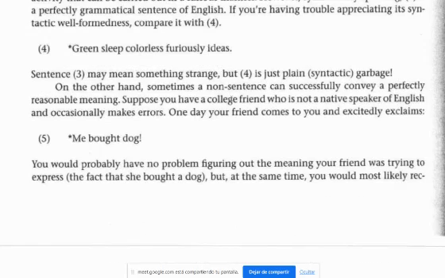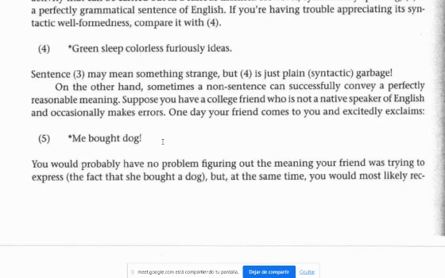On the other hand, sometimes a non-sentence can successfully convey a perfectly reasonable meaning. Suppose you have a college friend who is not a native speaker of English and occasionally makes errors. One day your friend comes to you and excitedly exclaims, "Me but duck. Me but duck."